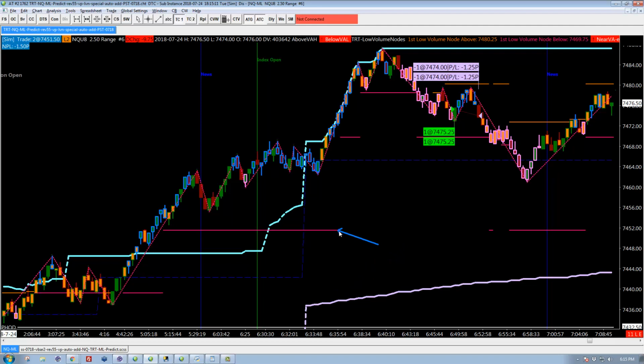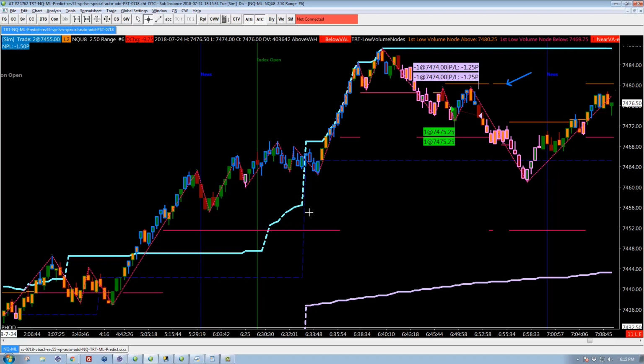The red lines are the low volume nodes, and the orange lines are the low volume nodes at that point in time. So the price levels at which the least amount of trading had occurred. All right, and the reason they're red and orange is that what I do is I'm tracking the nearest low volume node above and below each price bar.